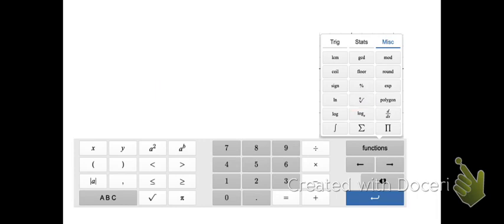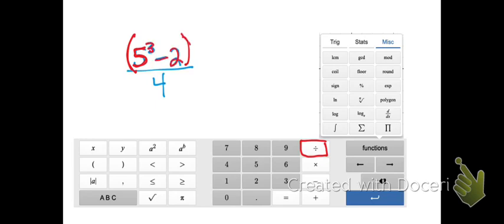One other thing I would say about this calculator, if you ever have a fraction, let's say you had 5 to the third minus 2 over 4. When you put this in your calculator, you can enter a fraction bar with the division symbol. But when you have more than one thing in the numerator, you want to cup this whole thing in parentheses. So you would do parentheses, 5 to the third minus 2, end parentheses, and then this for your fraction bar. And then enter your 4. And it will say what that equals.